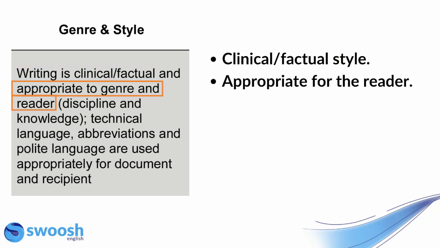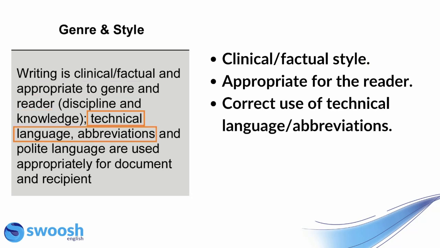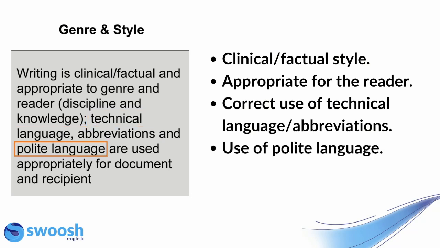It needs to be appropriate for the reader, so keeping in mind who your reader is, their job, their discipline, the knowledge that they have, and making sure that your language, the way that you write, is appropriate for that particular reader. You need to make sure that any technical language or abbreviations that you use are appropriate. So again, keeping in mind your reader and what they will understand. And it's very important in our letter that we use polite language. You're going to be making lots of requests in your letter, and it's important that you do it in a polite way. So we've got about 4 things that we need to think about in order to satisfy this criteria.